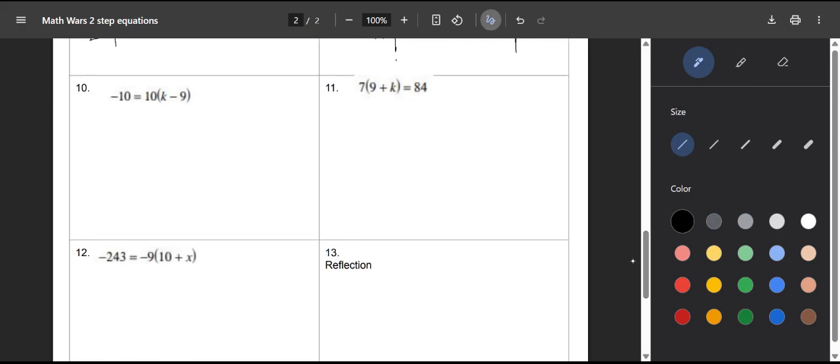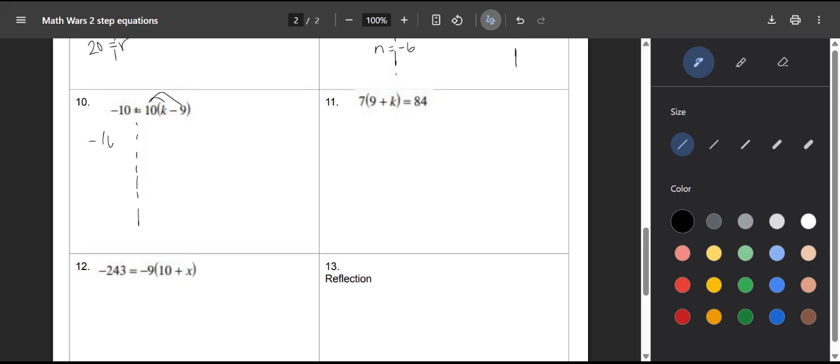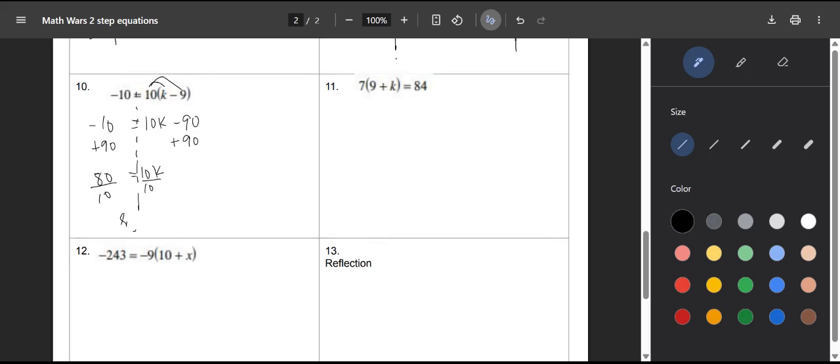Here is our we-do problem. We've got negative 10 equals 10 times k minus 9. So we're going to start with distributing. That gives me a 10k minus 90. And now I can just treat it like a regular two-step equation. Undo your addition and subtraction. Now we undo our multiplication and division. And we get 8 equals k.